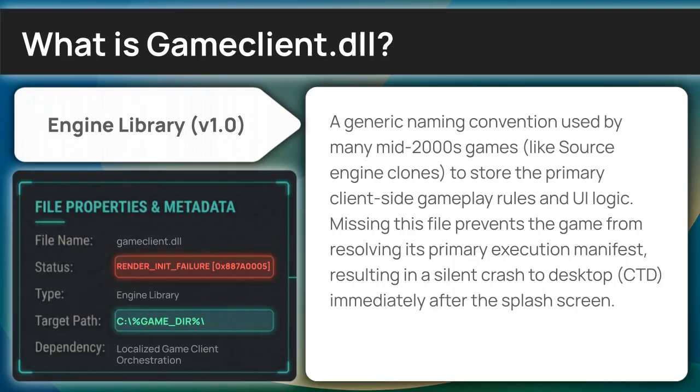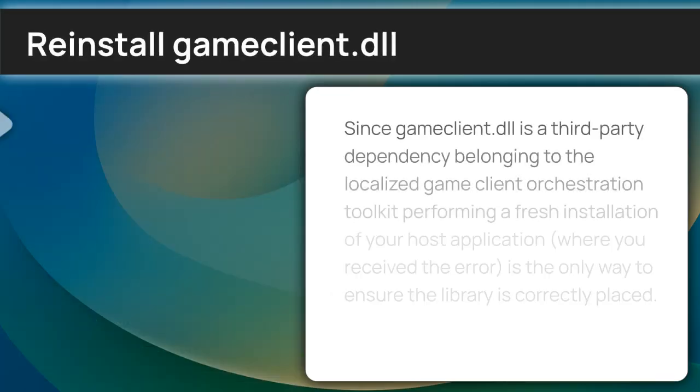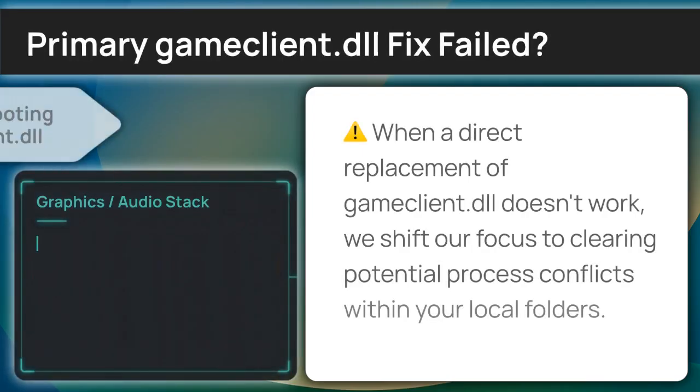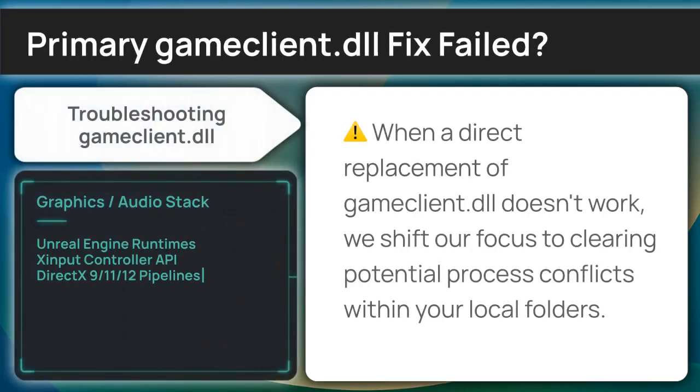Since we've identified what's missing, let's try the official recovery method. Since Game Client Library DLL is a third-party dependency belonging to the Localized Game Client orchestration toolkit, performing a fresh installation of your host application where you received the error is the only way to ensure the library is correctly placed.